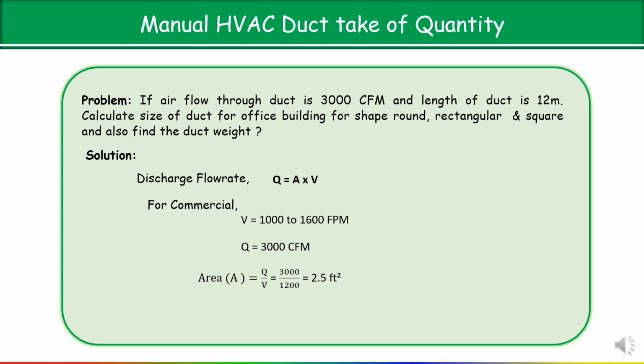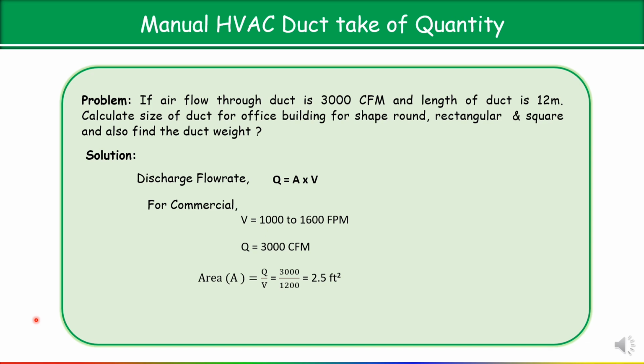So in our case, we are calculating the area first with the help of this formula. Q is 3000 CFM, and I have taken an average velocity of 1200, because the range given is 1000 to 1600 fpm, and I have taken 1200 between this. As per that, see how much area we have got.